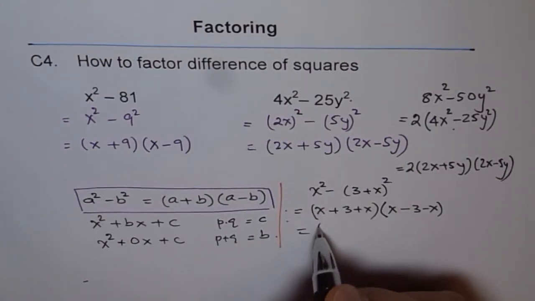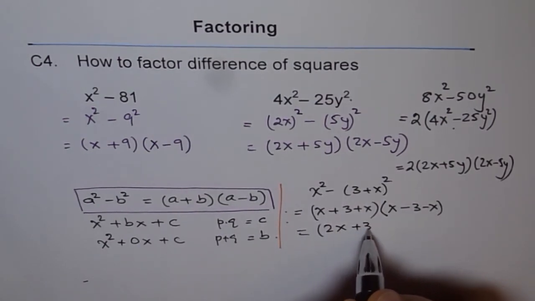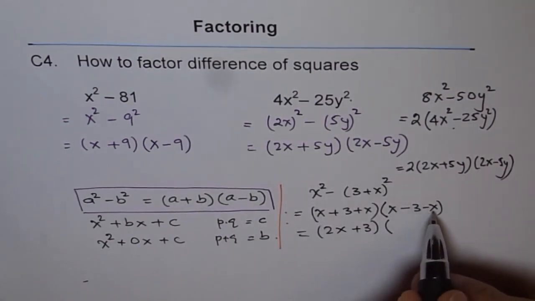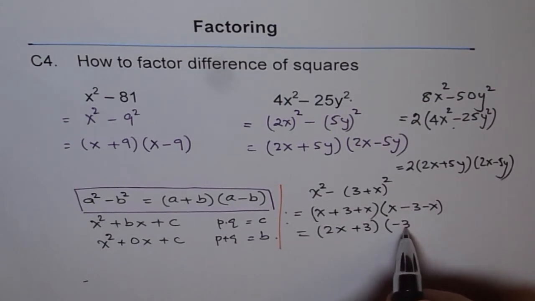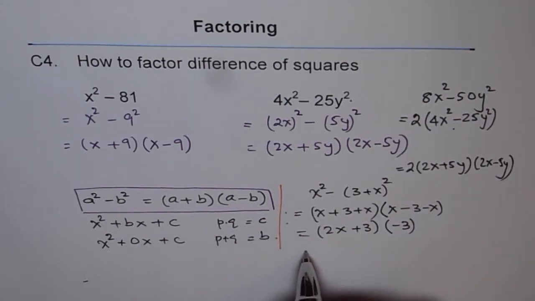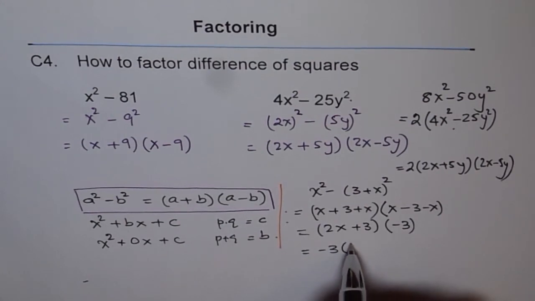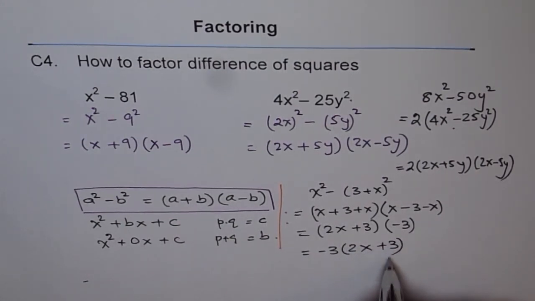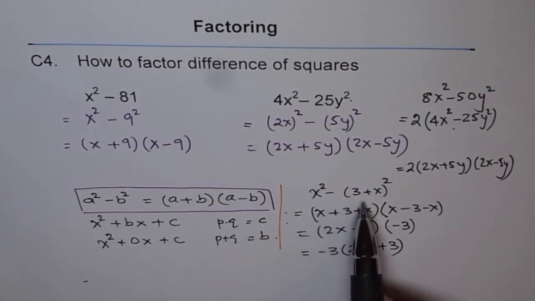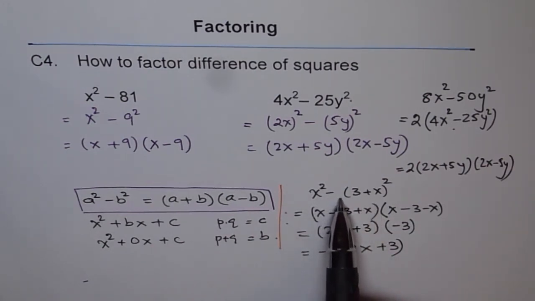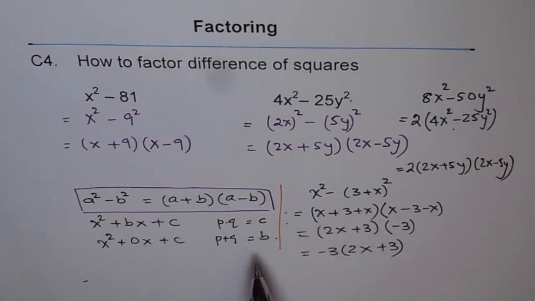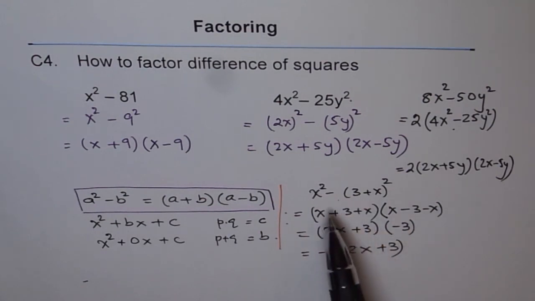And this could factor as, we can simplify it, right? We get 2x plus 3 times x minus x is 0 minus 3, right? Or we could write this as minus 3 times 2x plus 3. So you can get these situations also which are difference of squares, right? So you can see difference of squares in many different ways. Here are a few examples and they will help you in solving or factoring expressions which have the form of difference of squares.